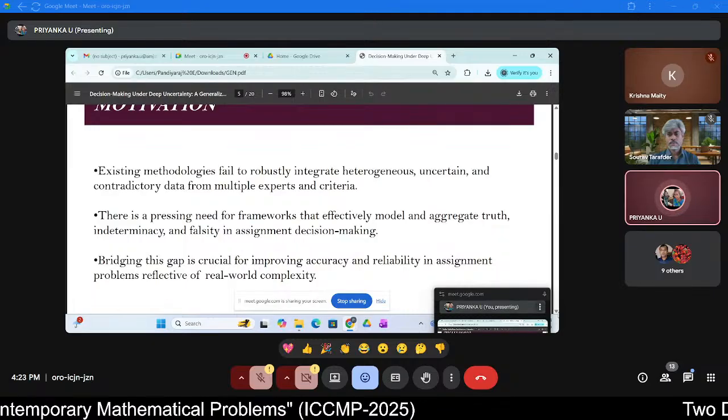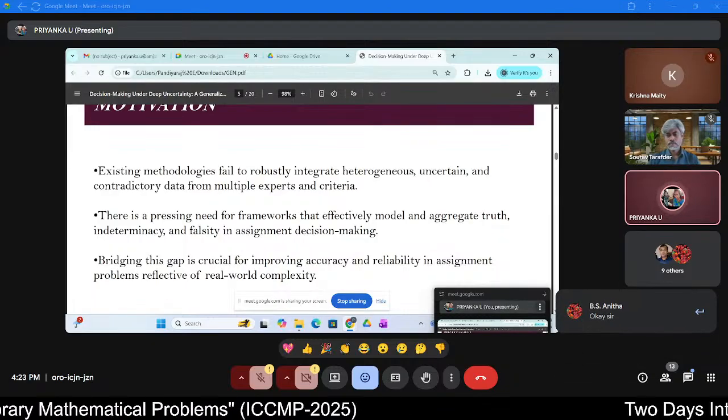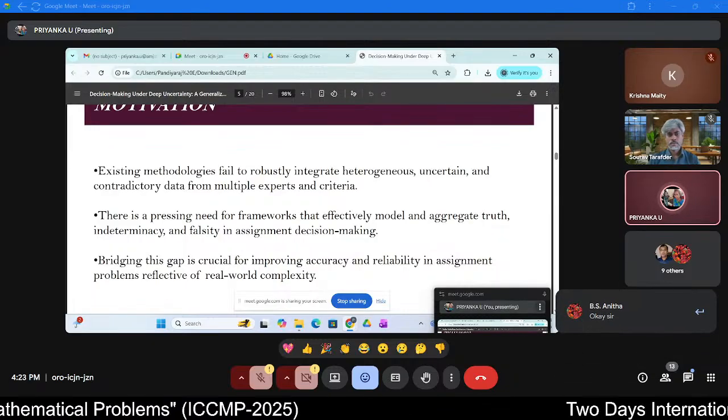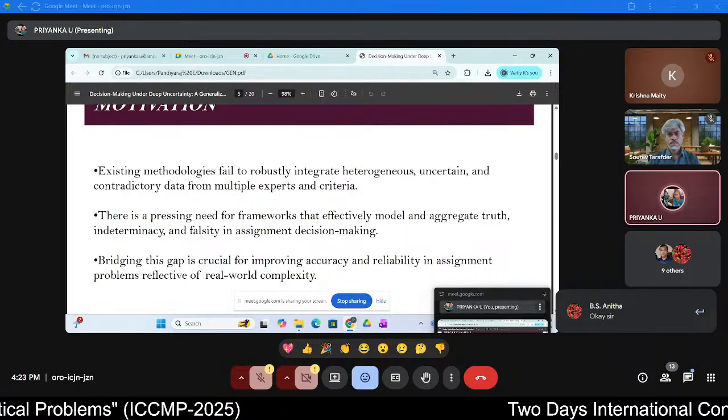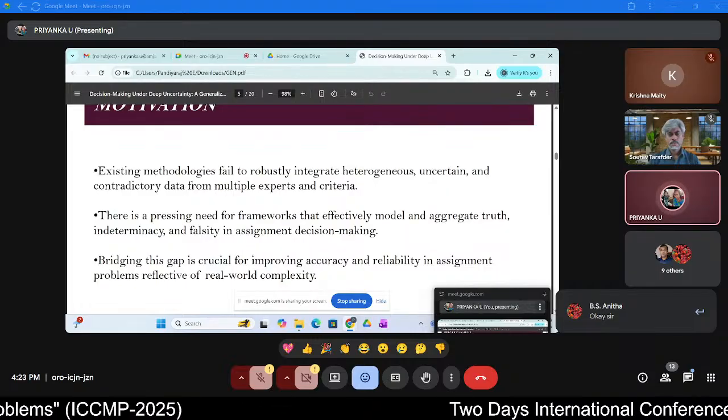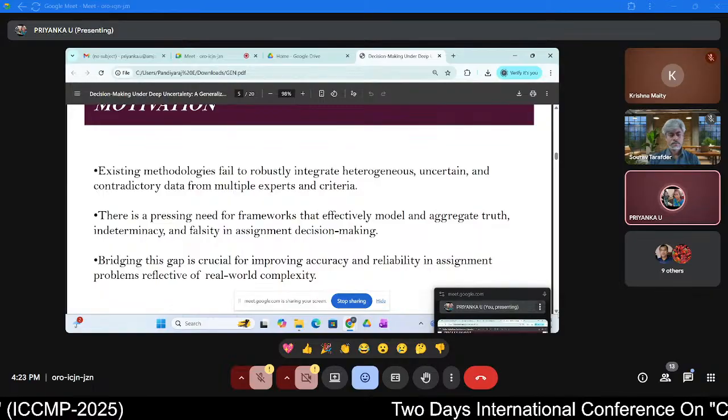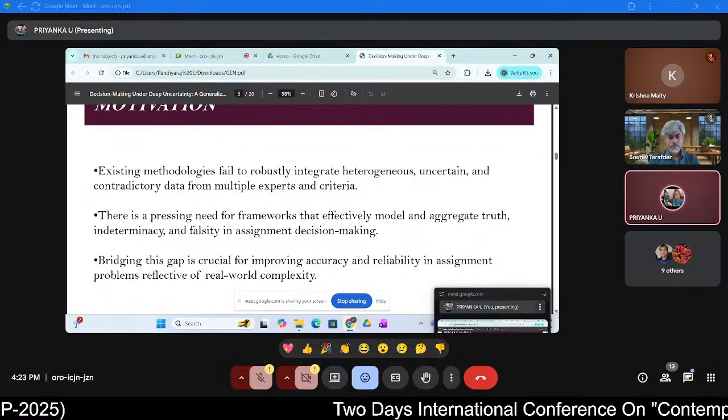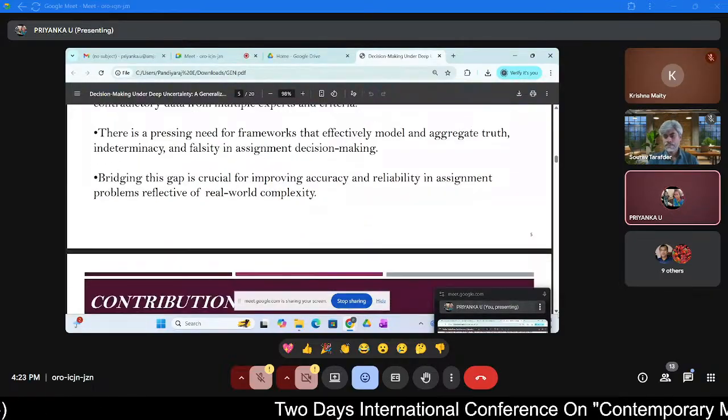There is a pressing need for frameworks that effectively model and aggregate truth, indeterminacy, and falsity in assignment decision making. Bridging this gap is crucial for improving accuracy and reliability in assignment problems reflecting real-world complexity.